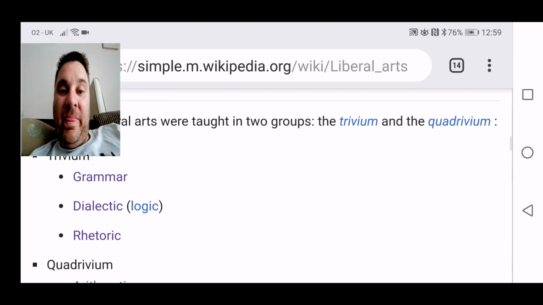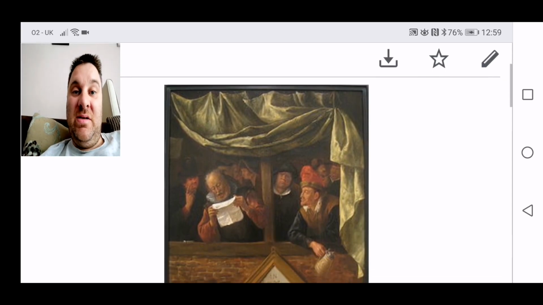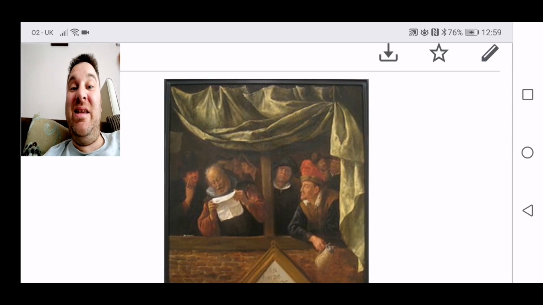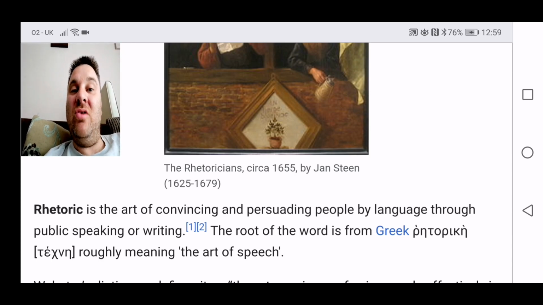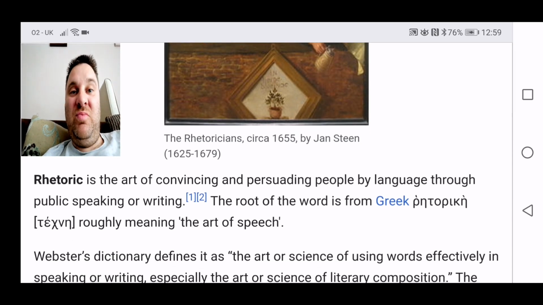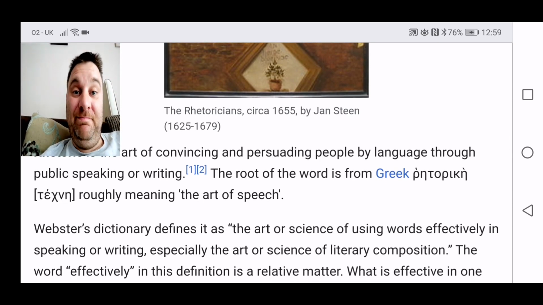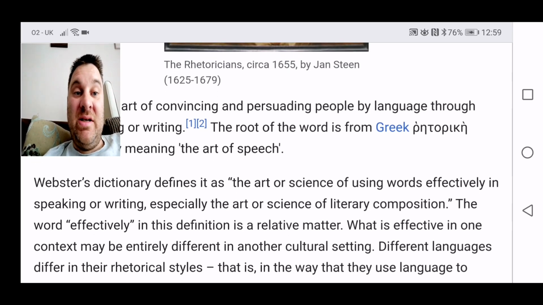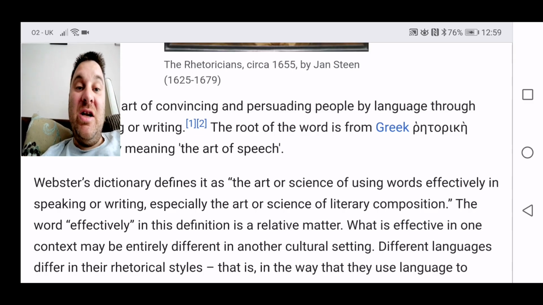And then rhetoric, the art of discourse. This is what's used against us to persuade us into believing things. Rhetoric is the art of convincing and persuading people by language through public speaking or writing. The root of the word is from Greek. If someone's Greek, they can say what that is, I don't know. Roughly meaning the art of speech. I can't read Greek. Webster's dictionary defines it as the art or science of using words effectively in speaking or writing, especially the art or science of literary composition.